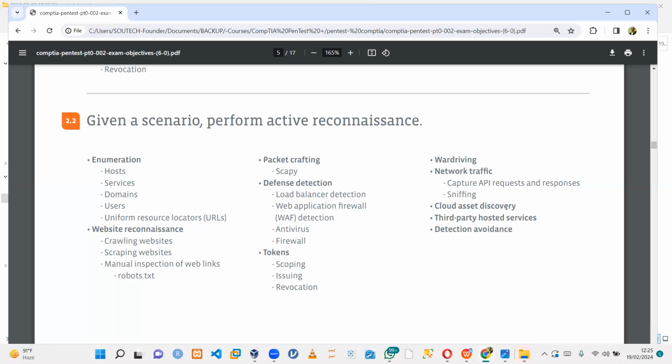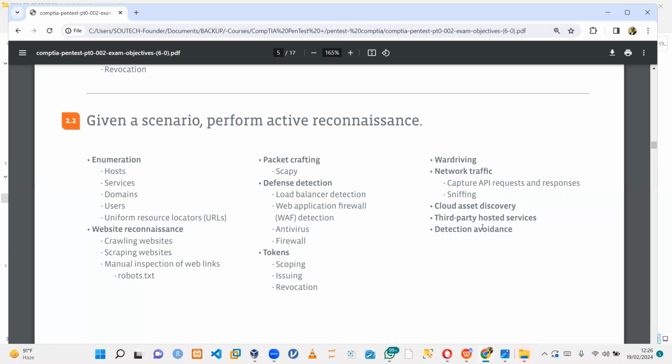So you have cloud application discovery tools. They also will have third-party hosted services. So what are other third-party applications that are being hosted? Is there something implemented like a WAF, like a throttling script that will limit applications or tools from detecting an environment?